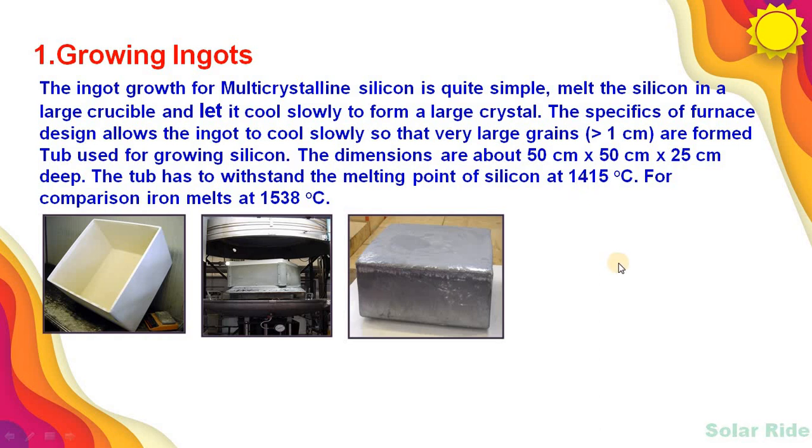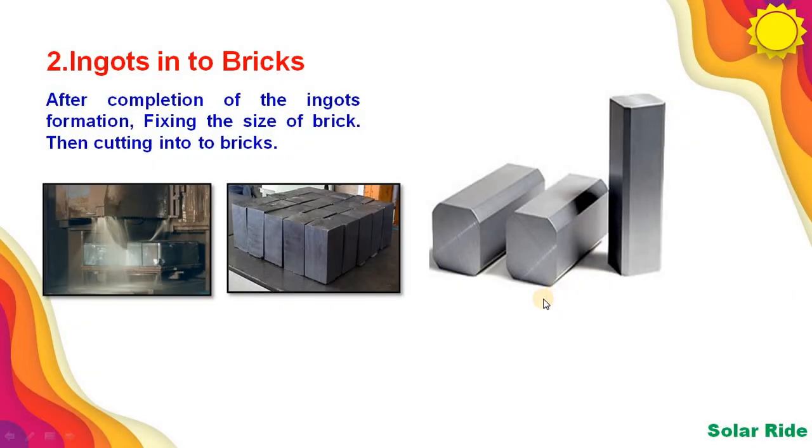After the melting process, slowly when that material cools, an ingot-like shape will form. The next manufacturing process is turning ingots into bricks. The ingots have already been made from silicon. After completion of the ingot formation, the size is fixed for a particular brick size, then it is cut into bricks.